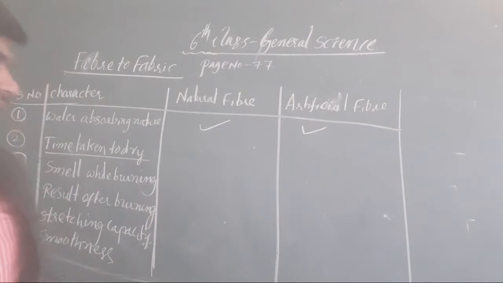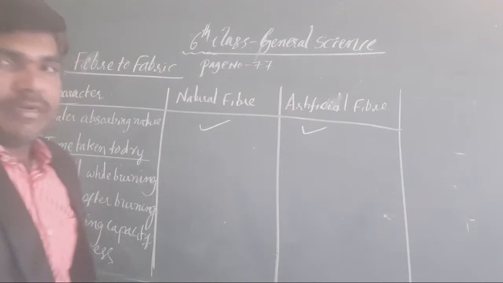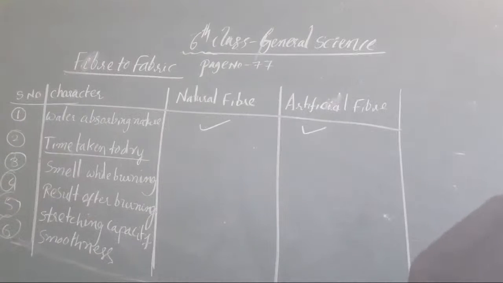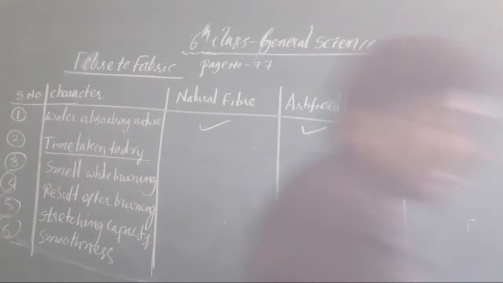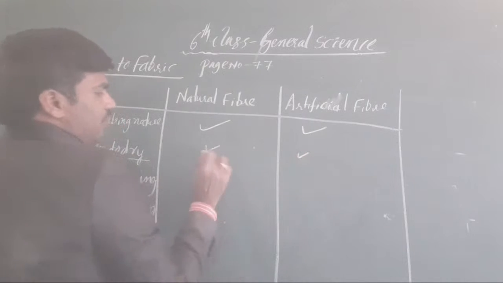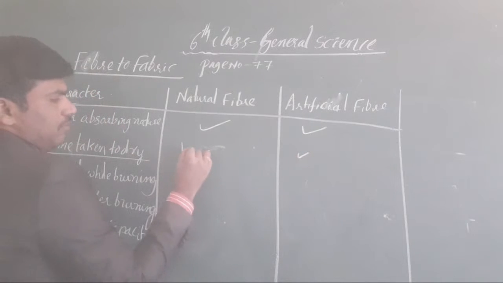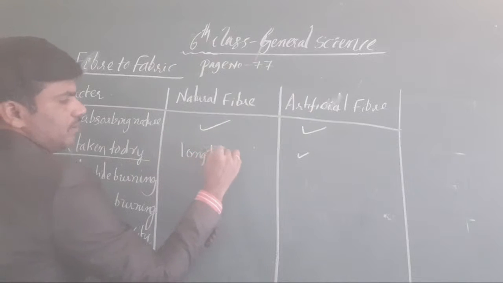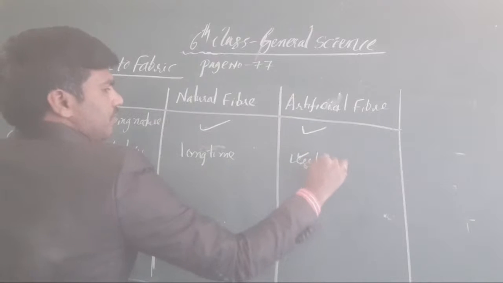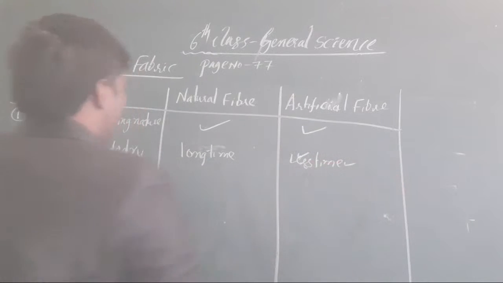But when you take here, our artificial fibres take less time to dry. Okay, why? Because they do not absorb that much water. That's why they dry easily. Okay, clear or not, all of you? Yes, natural fibres take a long time. And artificial fibres take what? Less time. Okay, clear or not, all the students?